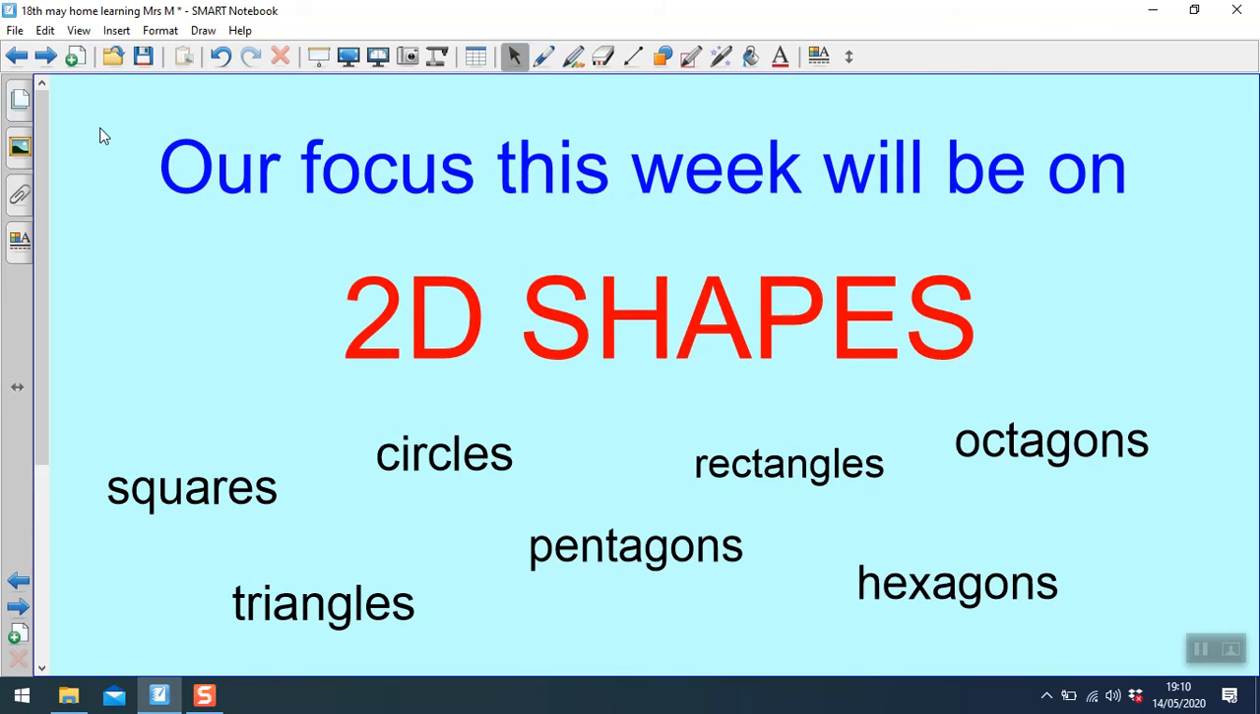So our focus this week will be on 2D shapes, and there's lots and lots of 2D shapes, but these below are just some of them. Squares, triangles, circles, pentagons, rectangles, hexagons, and octagons. You also have things like trapeziums, diamonds, kites. There's lots and lots of 2D shapes.